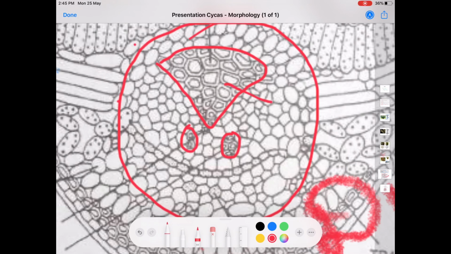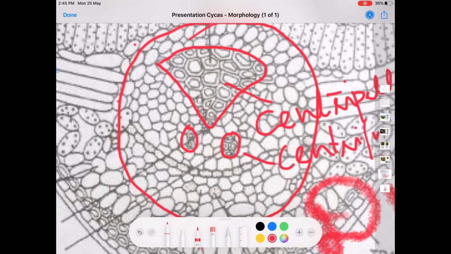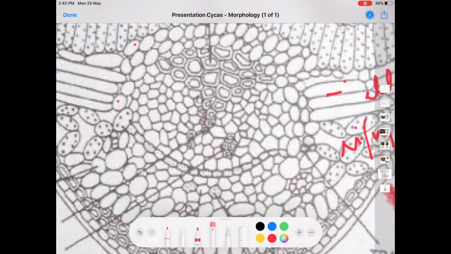The large one is known as centripetal, and the lower group is known as centrifugal. So, due to the presence of centripetal and centrifugal xylem, the xylem is diploxylic in the case of Cycas. Just below the xylem, you can see the cambium, and below the cambium is the phloem.